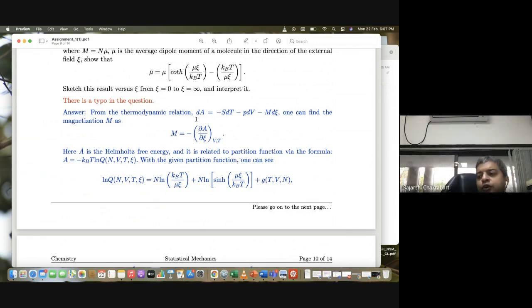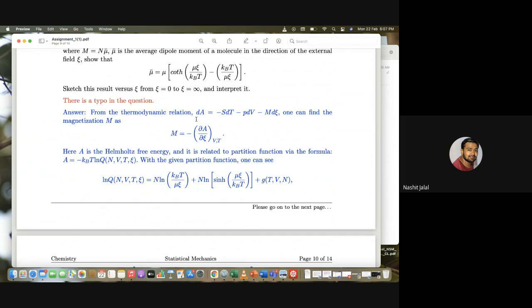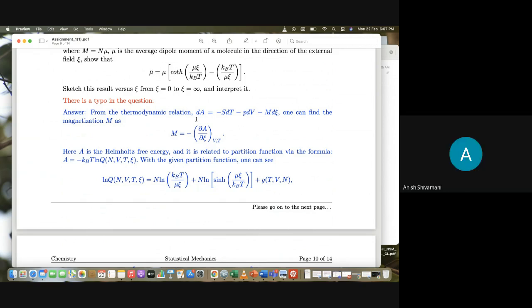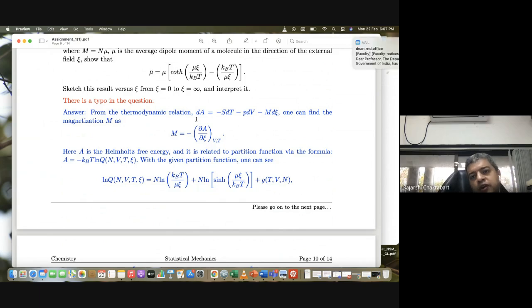For example, what is the conjugate of temperature? Entropy, yes. Always you have S dT or T dS, isn't it? What is the conjugate of pressure? Volume. P dV or V dP, you always get that, isn't it? So like that, the conjugate of magnetization is your electric field.